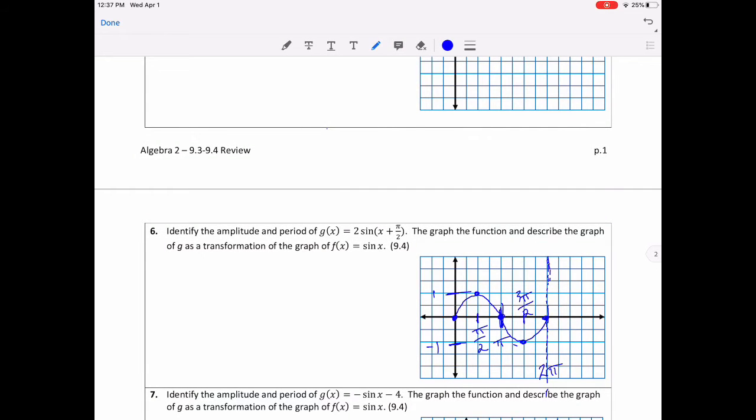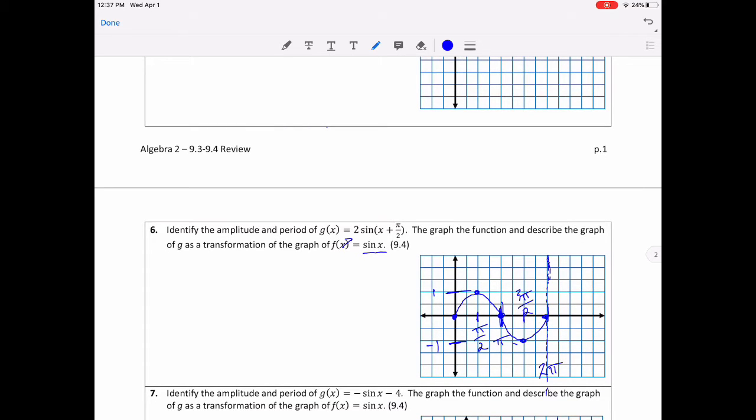Okay guys, let's look here at number 6. And again, I've already graphed a parent function f of x equals the sine of x. Alright, let's look now at g of x equals 2 sine of the quantity x plus pi halves. And let's identify any transformations.